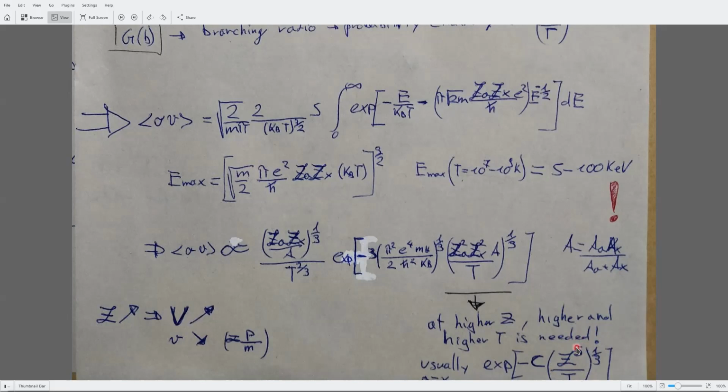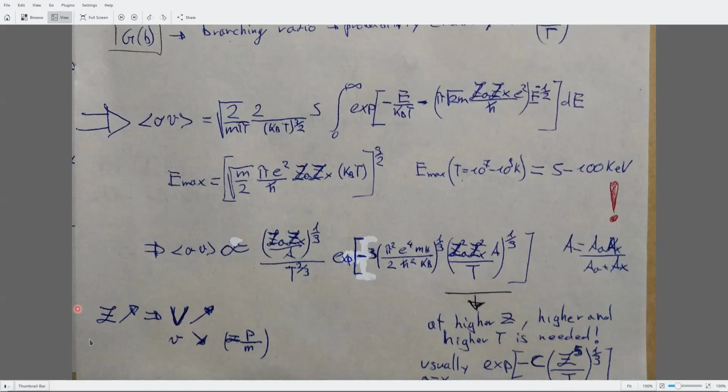In fact, you need to arrive at 10 times more energy. And in terms of temperature, you usually need 6 million Kelvin for hydrogen. For helium, you need to arrive at 100 million Kelvin.